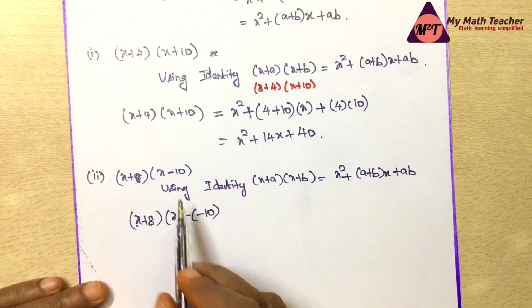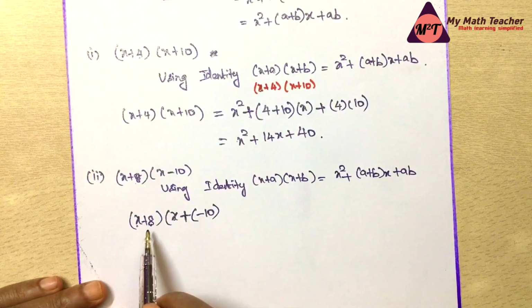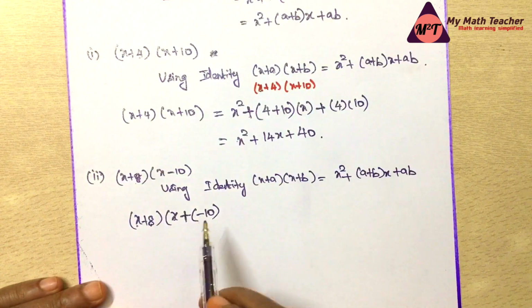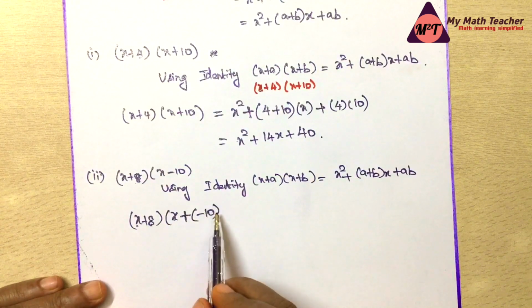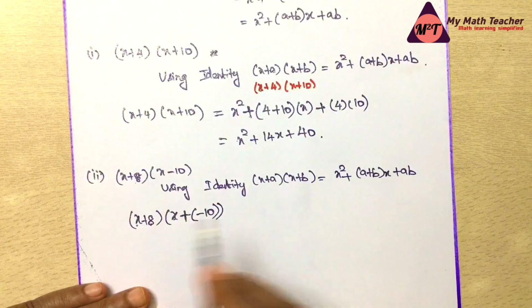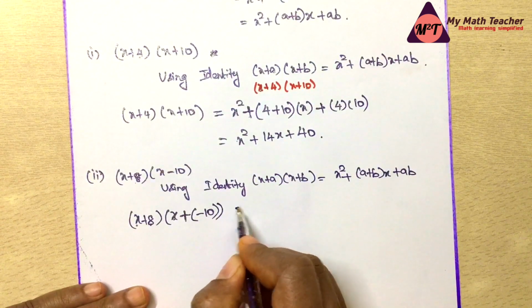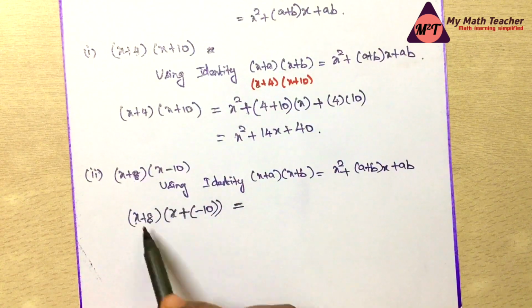So plus into minus will be minus only, so the value will not change. Here in the place of a we have got 8, whereas in the place of b we have got minus 10. This is what we have to understand very carefully. Now let us apply in the identity. So let us apply the formula now, which is equal to, let us write the question here.